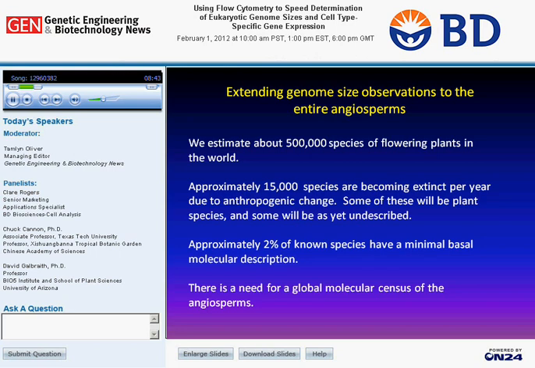going back to the plant story, we were interested now in extending the genome size observations we've been making to the entire angiosperms, angiosperms being defined as the flowering plants. We estimate, or others estimate, about 500,000 species of flowering plants in the world. And part of the problem of anthropogenic change is that about 15,000 species of all organisms are likely becoming extinct per year.